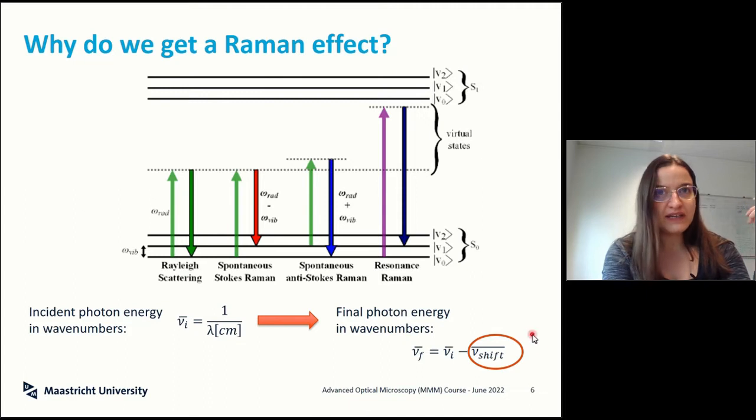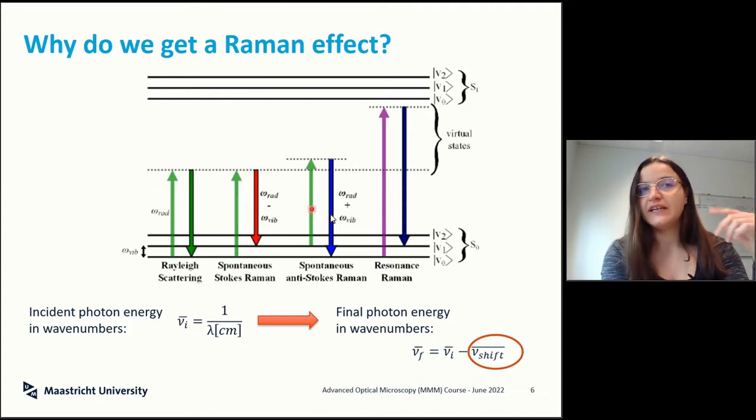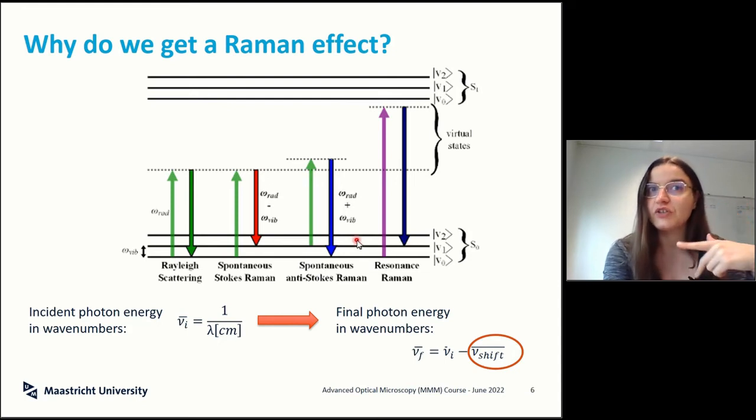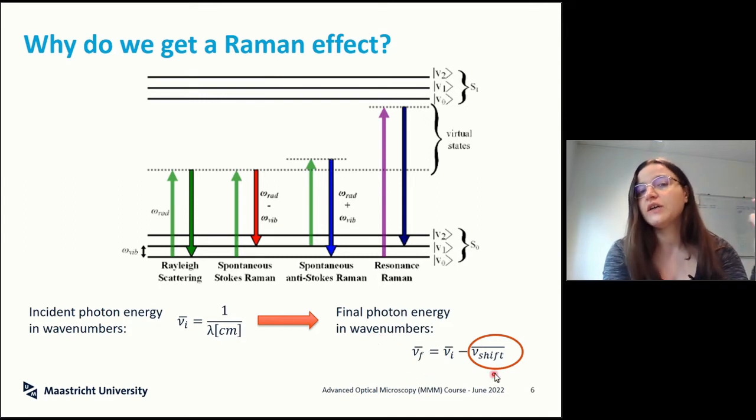And usually in Raman, to make sure that your results can be reported independently of the radiation that you put in, you tend to give the shift as the deviation from the initial. So you collect the final energy and then you focus on the shift from the initial energy.